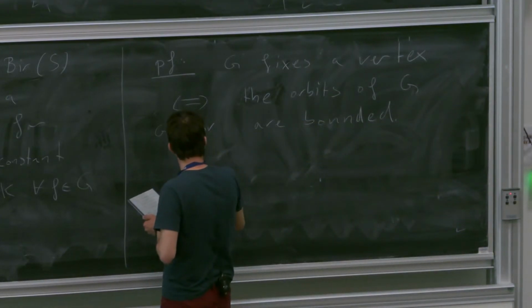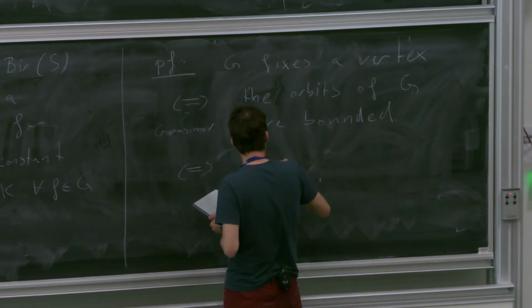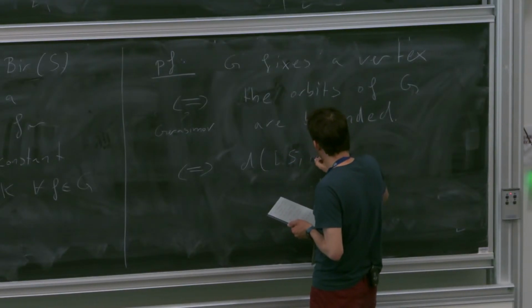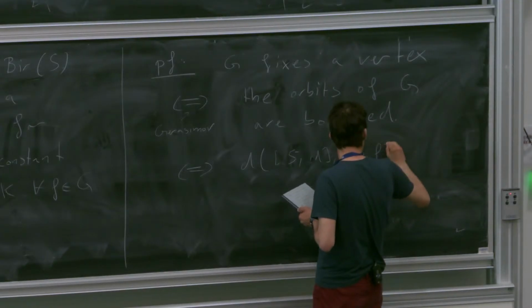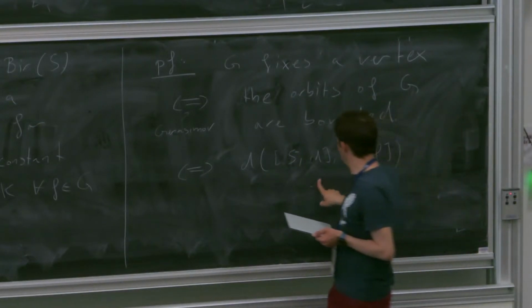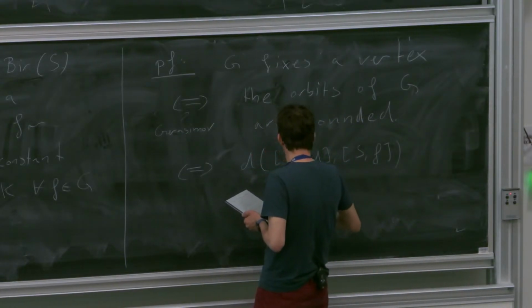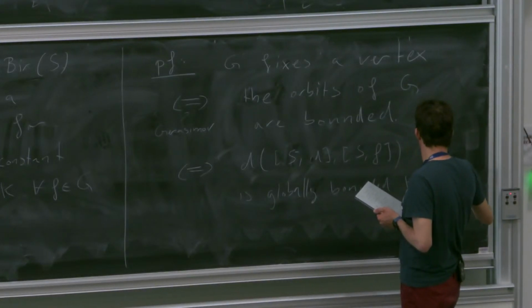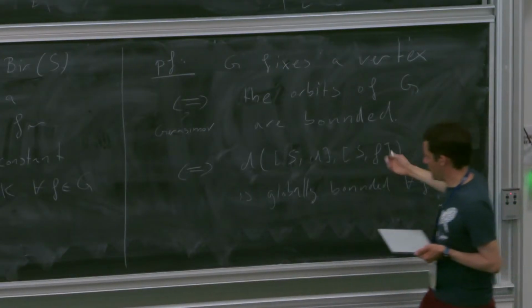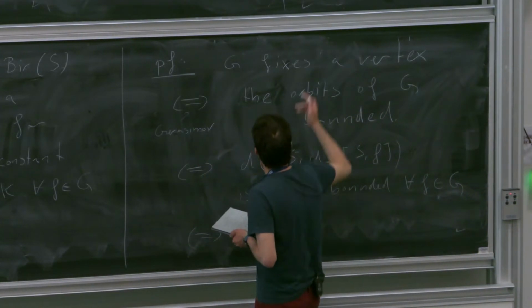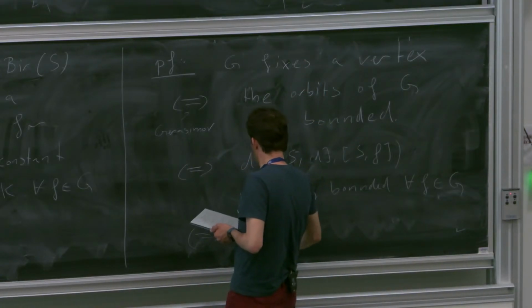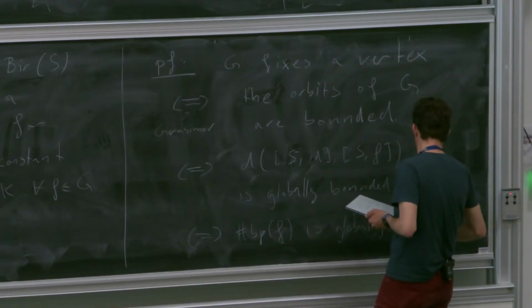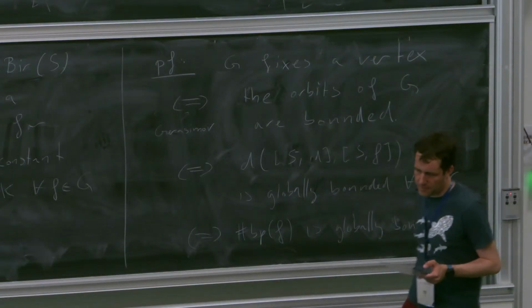And this we see is equivalent to saying that the distance between s_n identity and s_n f is globally bounded for all f in G. But here, by our observation before, this is equivalent to saying that the number of base points of f is globally bounded. This proves the theorem.